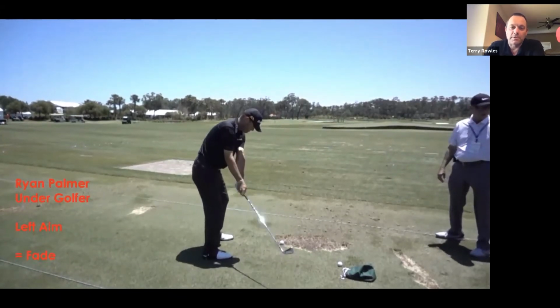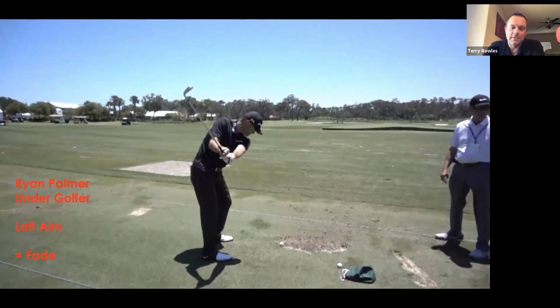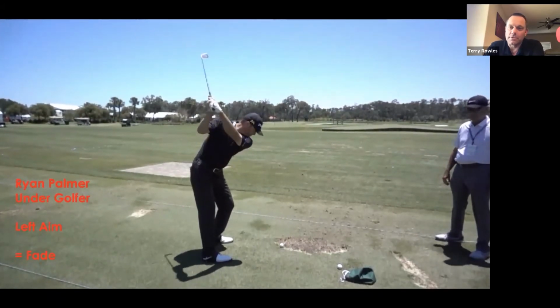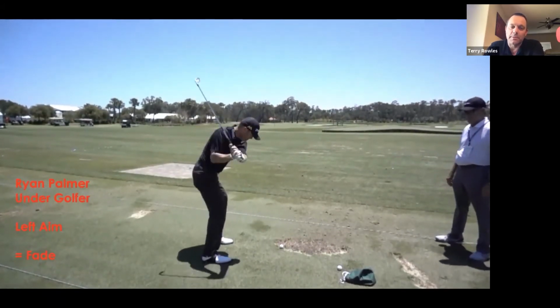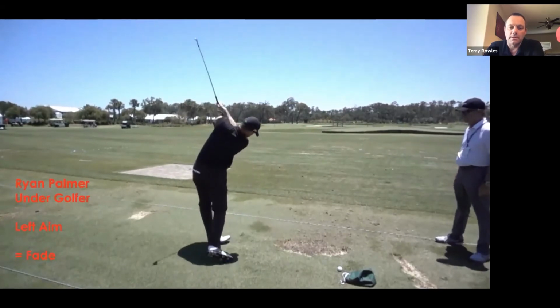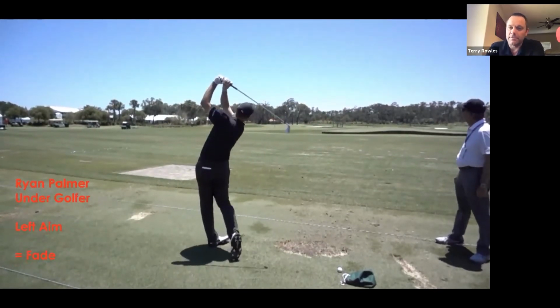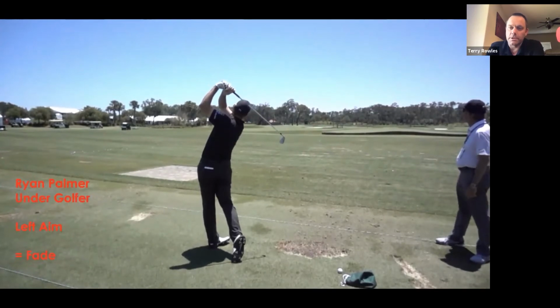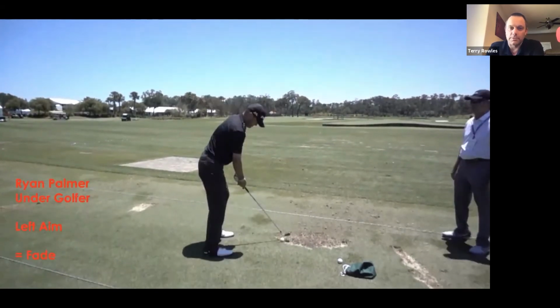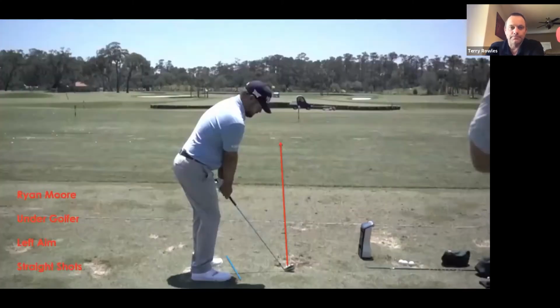And he said, well, what kind of shot shape do you think he's got? I said, draws. And he said, well, that's his natural shot shape, but we open him up. So he's agreeing with us that Ryan Palmer tends to aim left and hit fades, even though what I just said is that he's more likely to hit draws with the grip that he has.